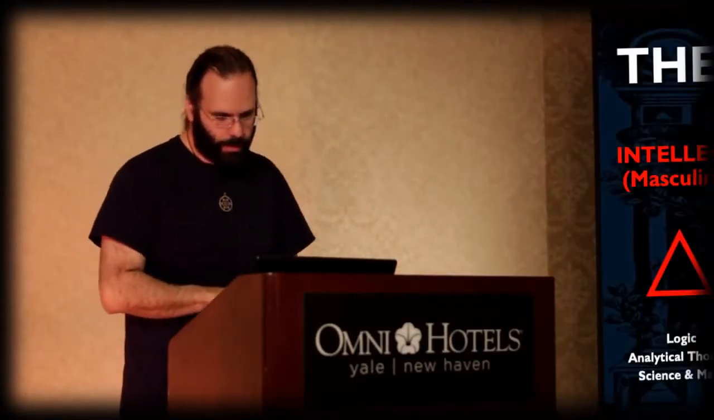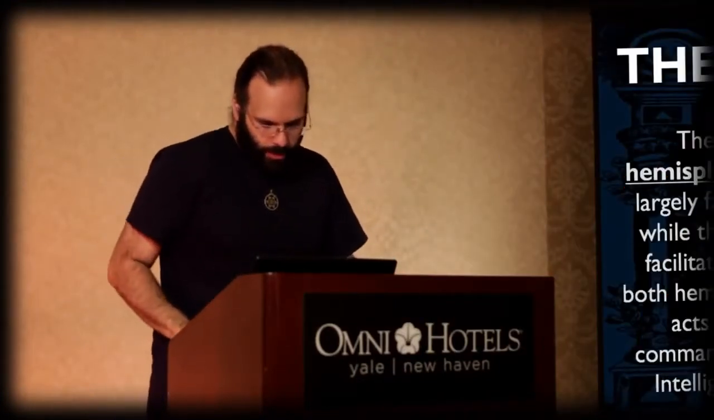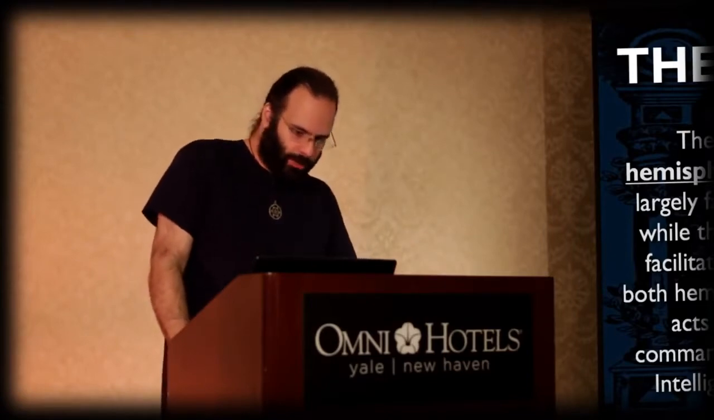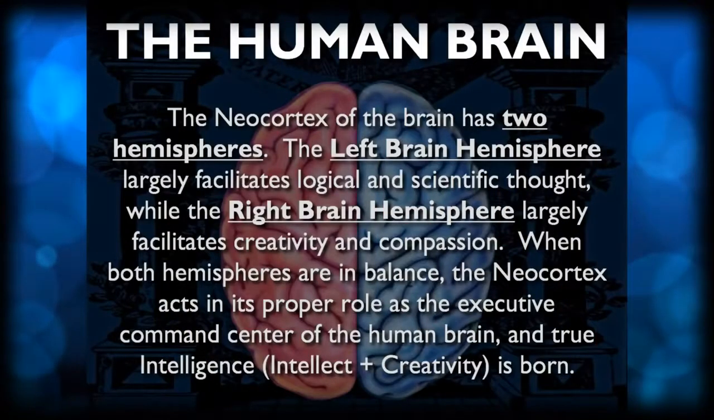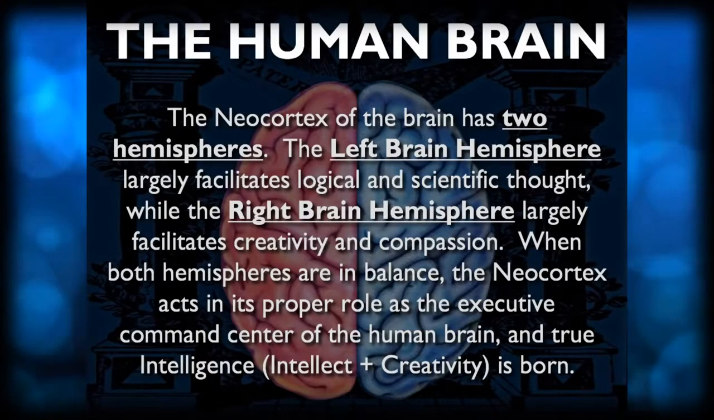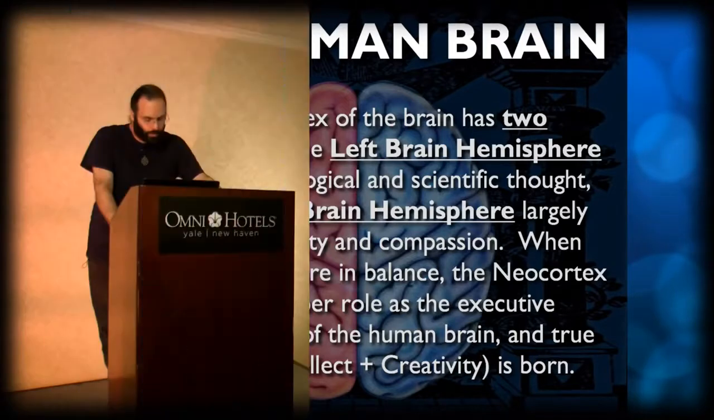So the neocortex of the brain has two hemispheres. The left brain largely facilitates logic and scientific thought, while the right brain hemisphere largely facilitates creativity and compassion. When both hemispheres are in balance, the neocortex acts in its proper role as the executive command center of the whole human brain.